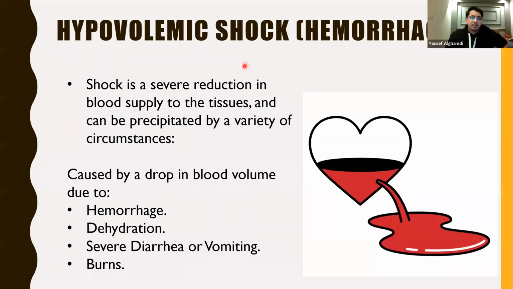So first of all, hypovolemic shock. As you can see here from the picture, it's like your blood leaking, right? So hypovolemic shock, also known as hemorrhagic shock, is caused by hemorrhage, dehydration, severe diarrhea, vomiting, or like I said before, severe burns. Okay.